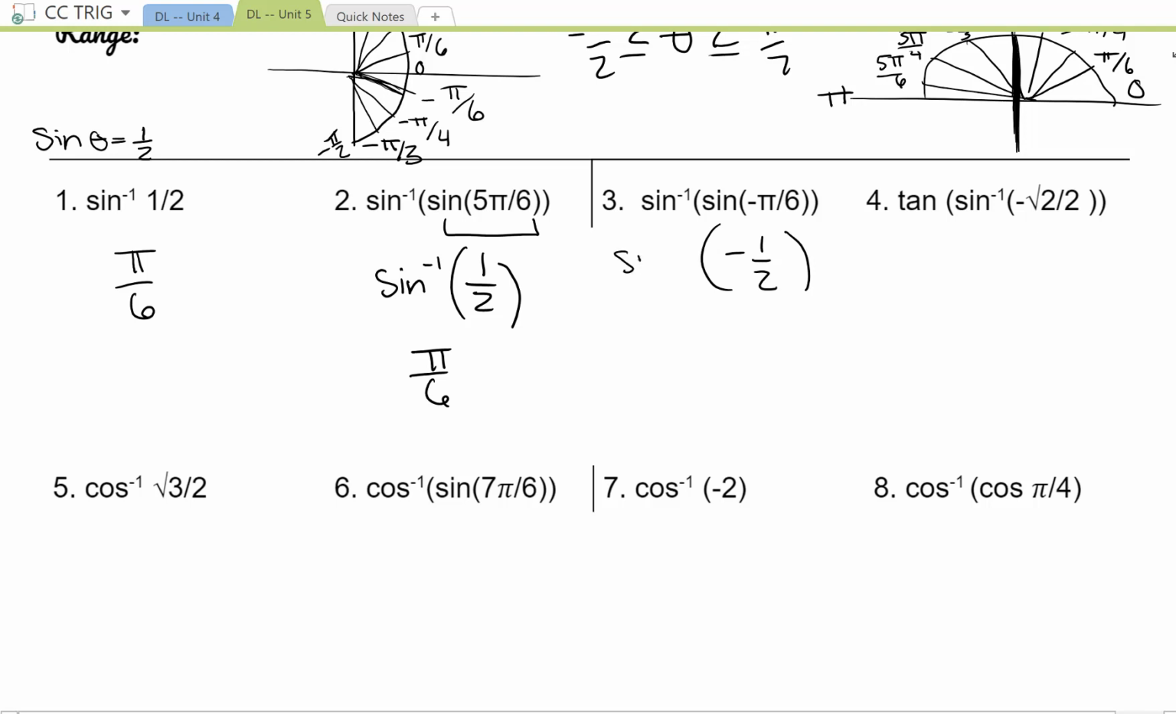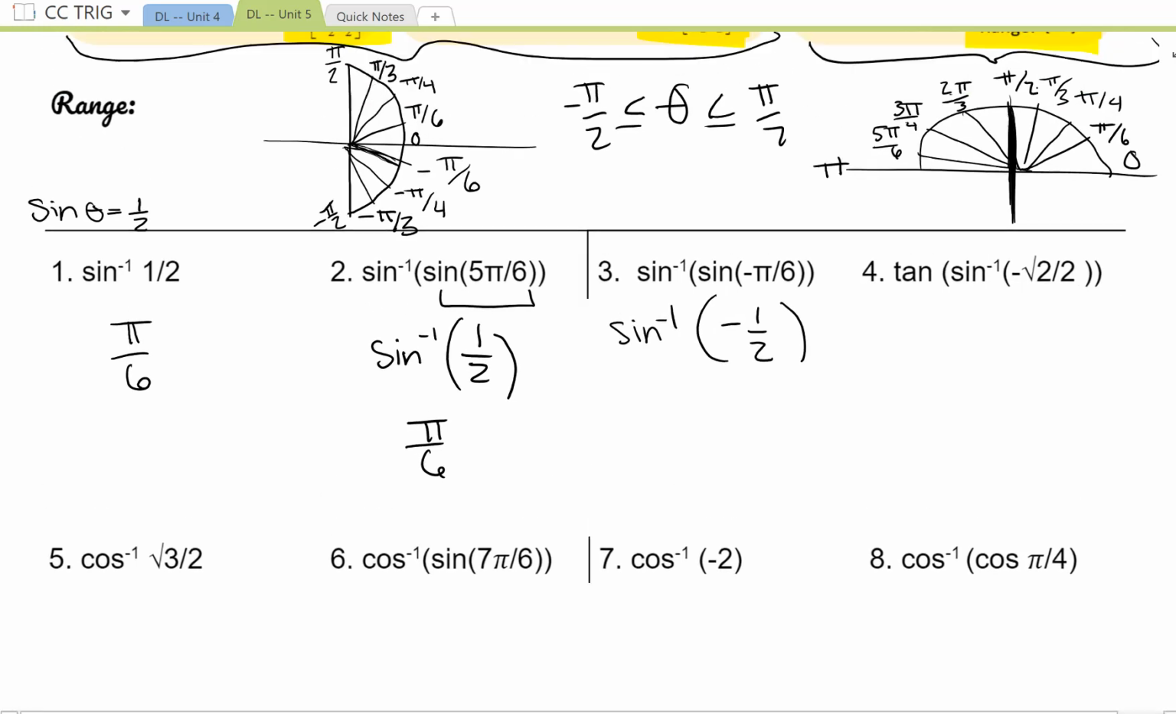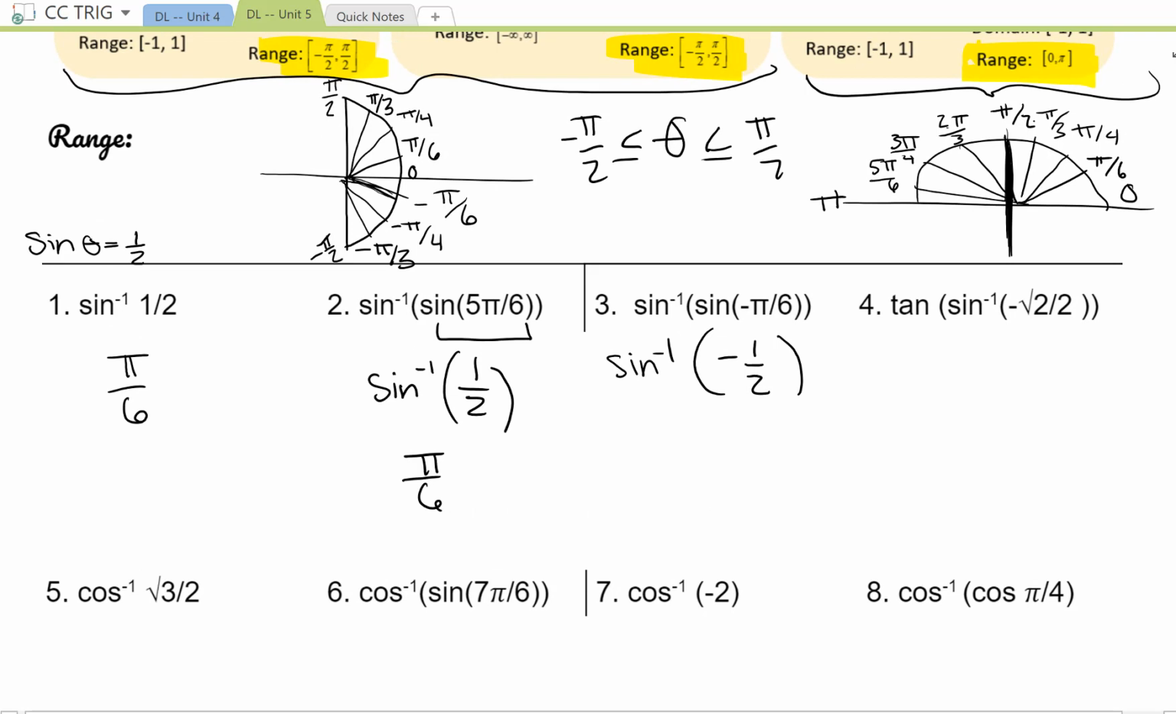Now I need to find sine inverse of negative 1/2. Well, sine inverse of 1/2 is positive pi over 6. That must be negative pi over 6. Hey, so you're telling me that if I take the sine inverse of the sine of an angle that is within the restrictions, it's just going to be that angle? Yes, but only if this angle is within the restrictions.